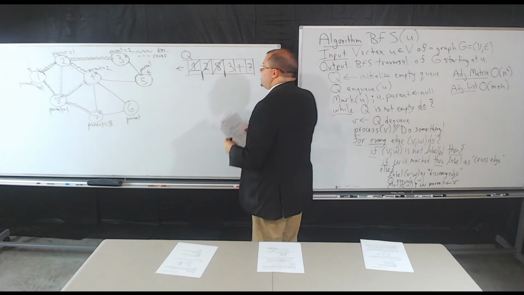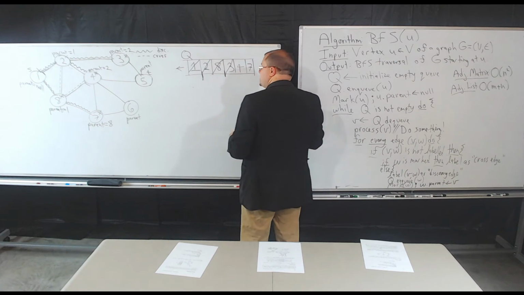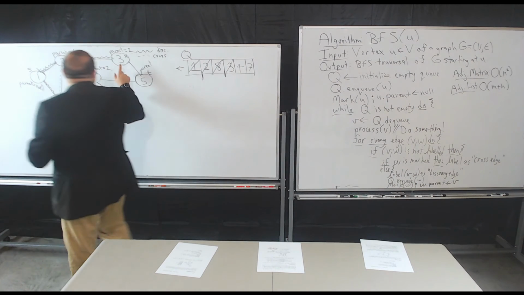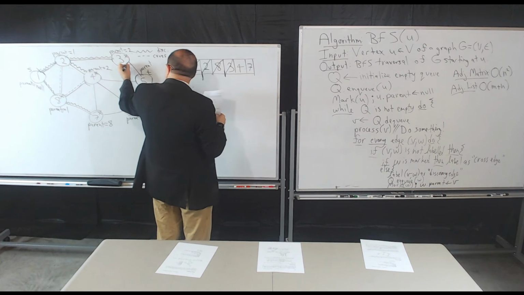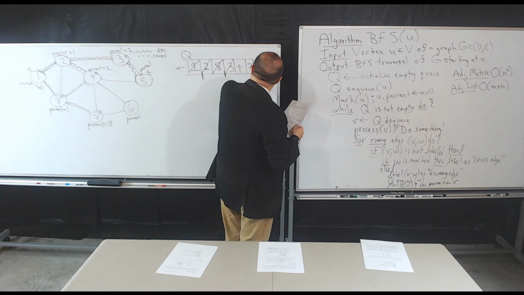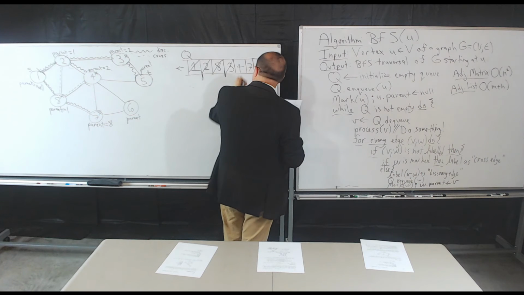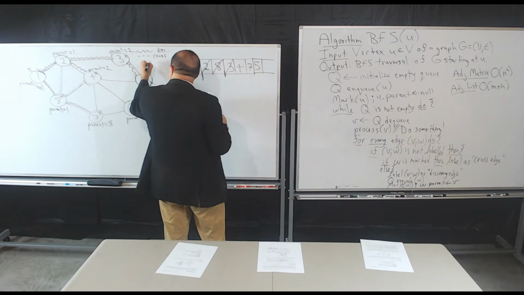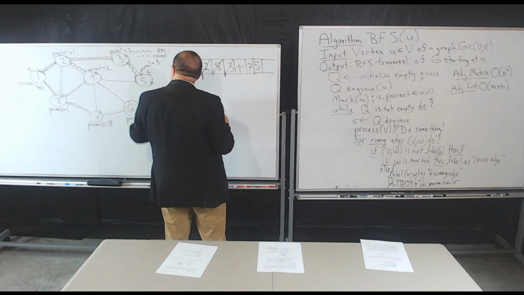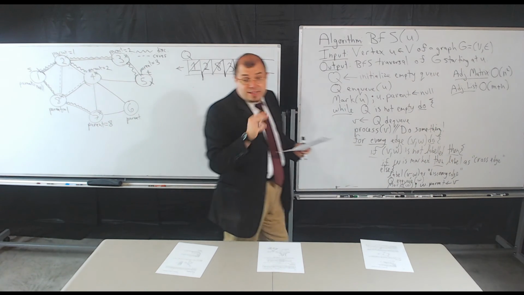Now next, I DQ 3. Okay, I only have one incident edge. So I label this as discovery, or forward, however you'd like to say it. That's a 5. I mark it. I set its parent to be 3. And notice that this is in fact T.